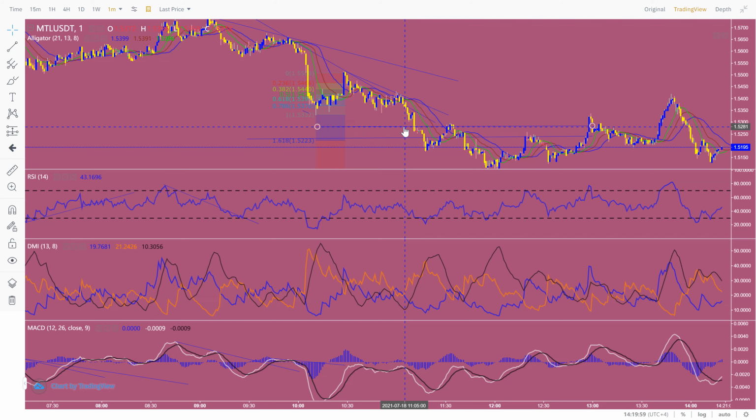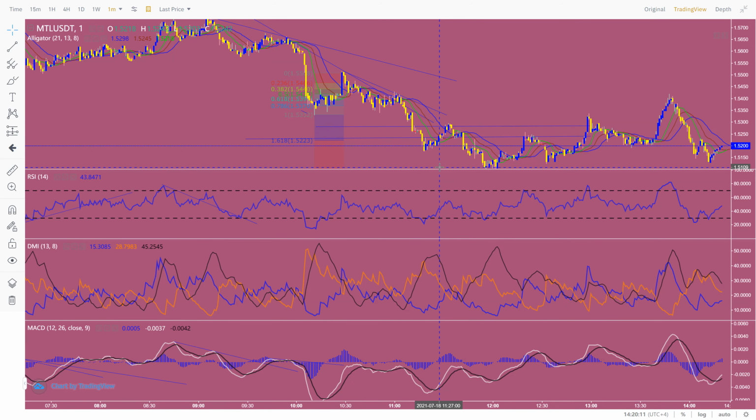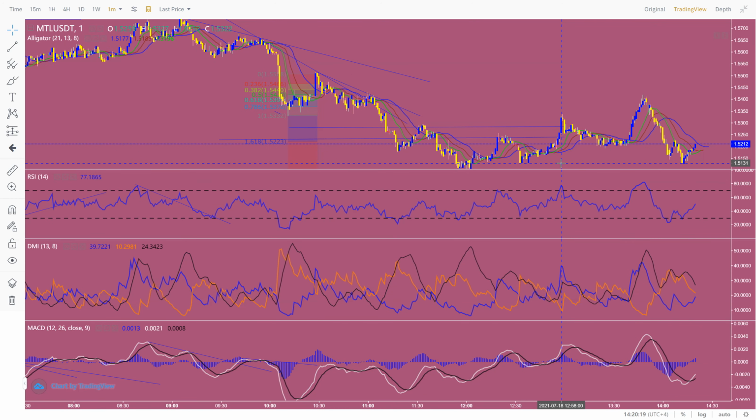One was this, and another one was this, 1.5223, and you can see that the market has put in a low of 1.5109, and mildly it has attempted to rally. Let's see. I don't see much to get worried about.